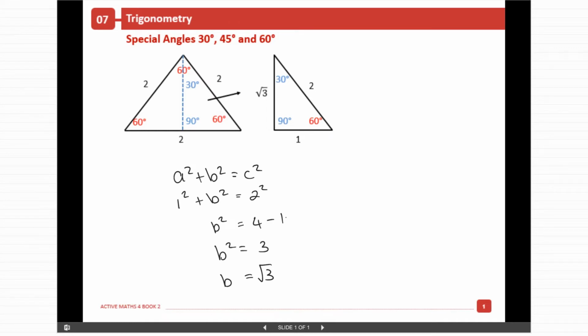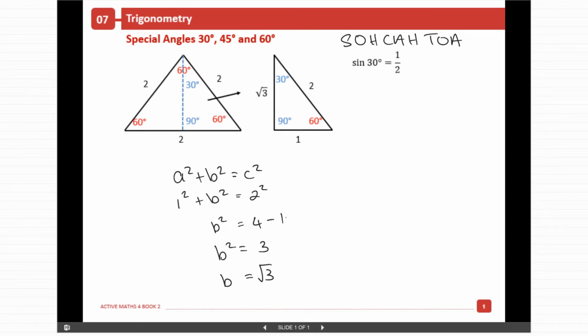Okay, so now that we know what the measure of all our three sides are, let's look at our special angles. So we can use SOHCAHTOA, and that's what we use to tell us what the sine, cos and tan of a given angle in a right angle triangle is. Okay, so let's look at the 30 degree angle here first of all. So we know that the sine of 30 degrees here is going to be the opposite over the hypotenuse. So sine 30 degrees is a half.